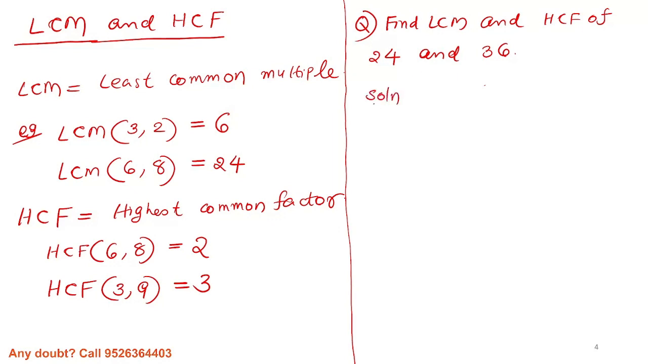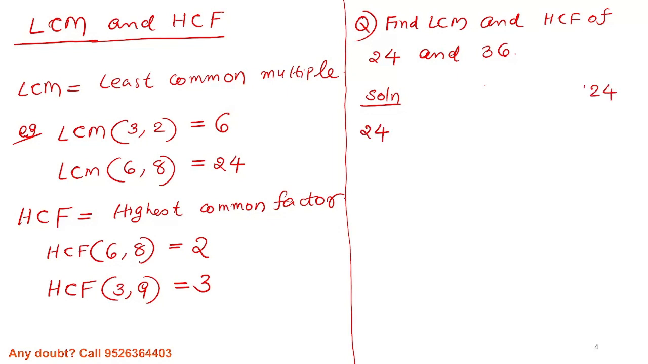Listen, in exam, if the question is like this, you must use the prime factorization method. If you guess and write some number, you will not get full marks. For finding LCM and HCF, you have to use the prime factorization method. I will explain the method. Its proof is not required. Don't worry about the proof. You just understand the method. First step is 24 to be expressed as the product of prime numbers.